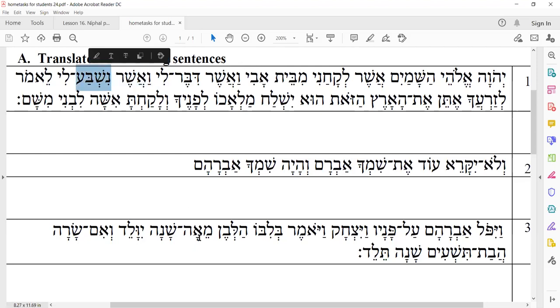And this is an interesting form, nishba. What is nishba? It is the root shava, which means to swear. And who swore to me? And the meaning of the root shava is active. So it is in Niphal stem, but the meaning is active. And who swore to me, saying. Okay, and the rest of the sentence should not be difficult for you.